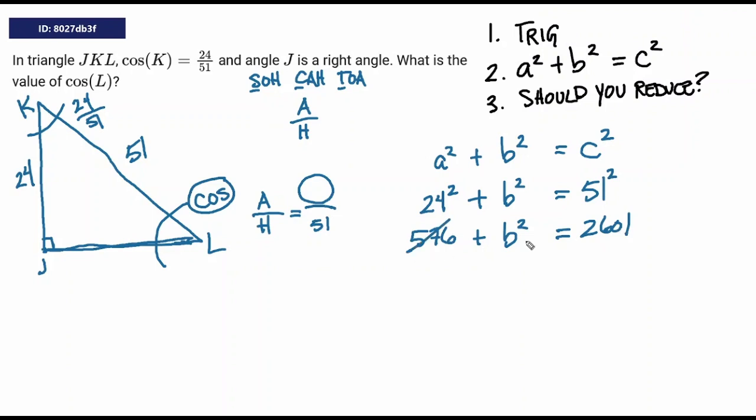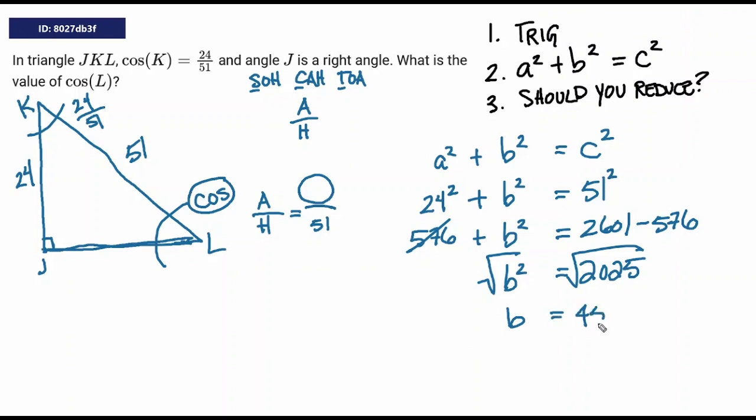Okay? So you're going to take 576 away from both sides, which simply means a subtraction problem on your calculator. And you're left with b squared equals 2,025. So how do you get to b? Take the square root of both sides, so that means just hit the square root button. And presto, b is a nice, easy number, 45. So what'd you just find? You just found the adjacent side, 45. And that means this here's 45.